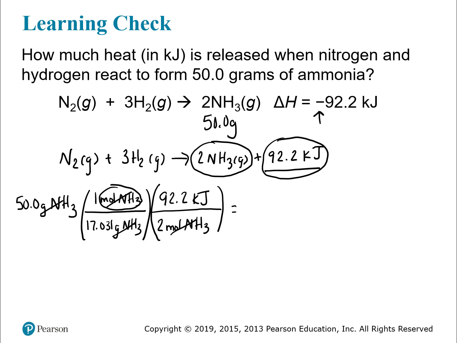Now we can get rid of those moles and multiply and divide our way through. When you do that, that's what you should get. Questions? If you're good, I have a problem for you to try.